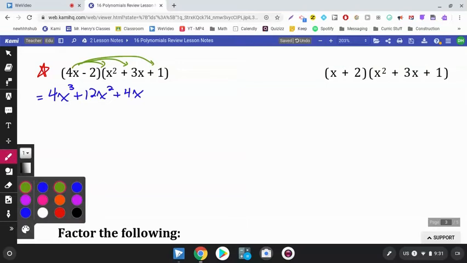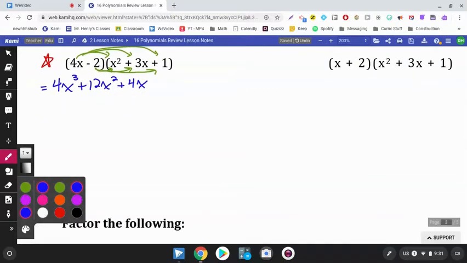And then I need to repeat that with the second term. Negative 2 gets to distribute to all three terms as well. Minus 2x squared minus 6x minus 2. And then if there was a third term out front, I would distribute that. But really, I just need to look at, am I distributing all of the pieces out front?